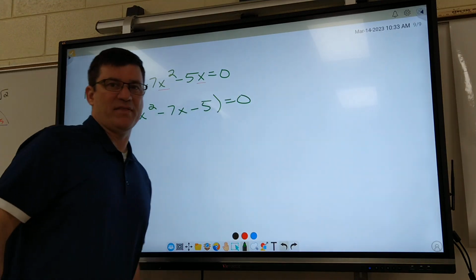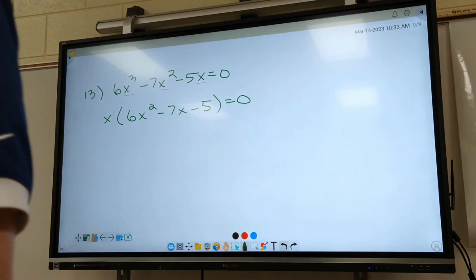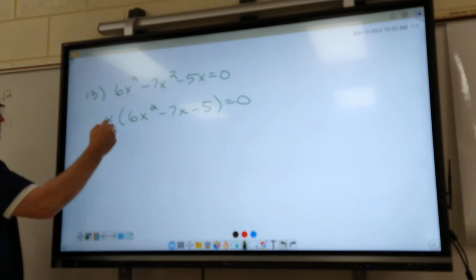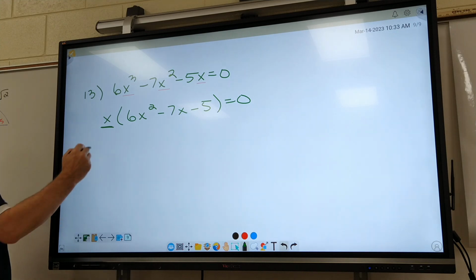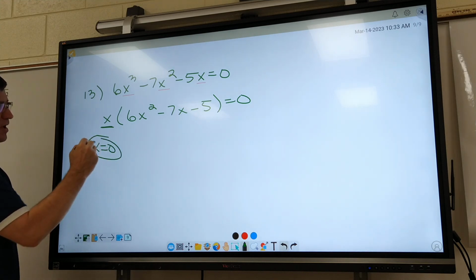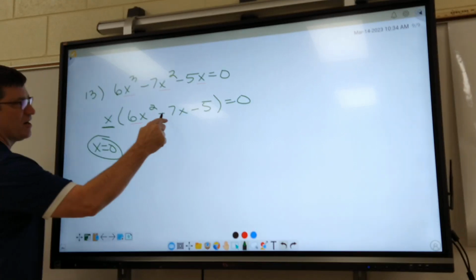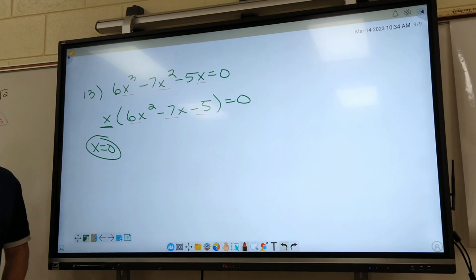All right, everybody write that step down. So this is how you'll do 13 and 14. Do you guys remember what the answer is going to be for the x that's in front? Yeah, that's x equals 0. How do I find my remaining 2 answers? Just do quadratic formula for those 3 numbers. So it's not bad.